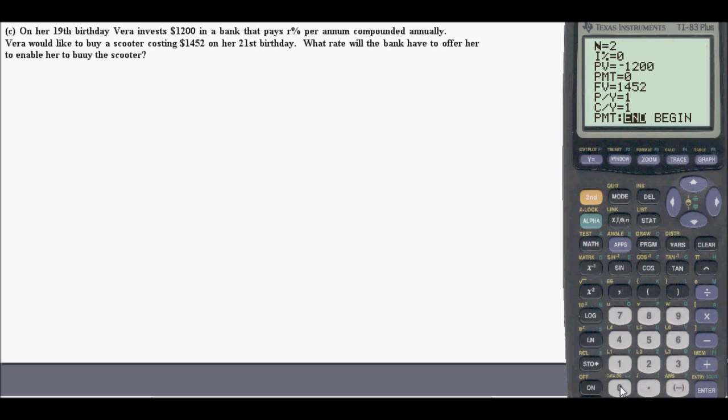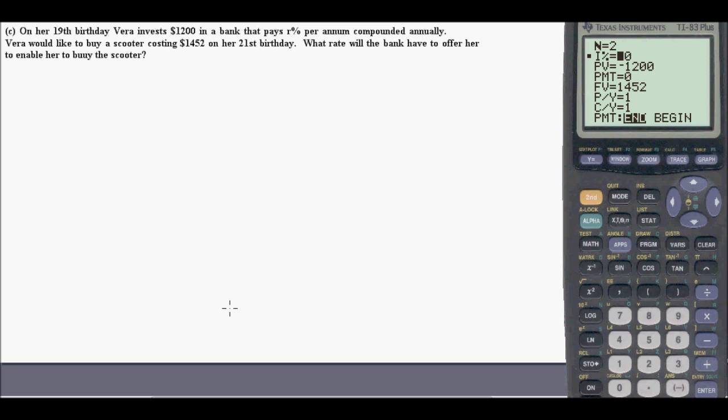So what we want to calculate is the interest rate that she needs. The way to do this is you just use the solver. You go to alpha, which is the green button on the TI-83. What color is it on the TI-84? I can't remember. Anyway, alpha, and then solve, which is the enter key. And you'll see that it's 10%.